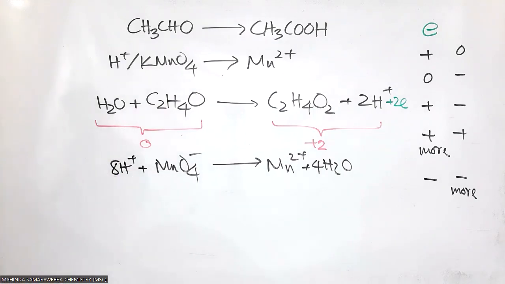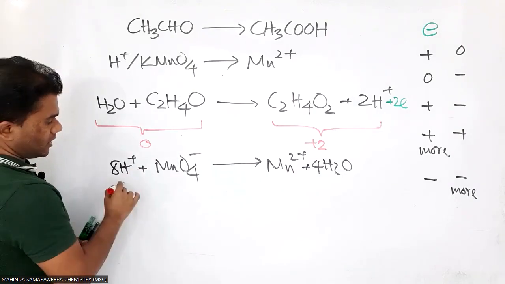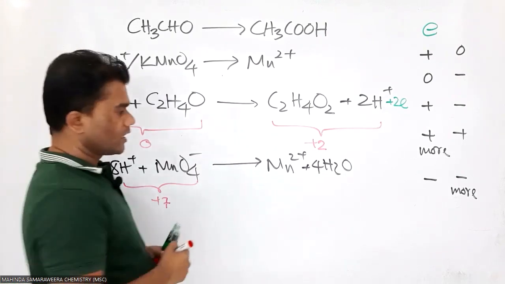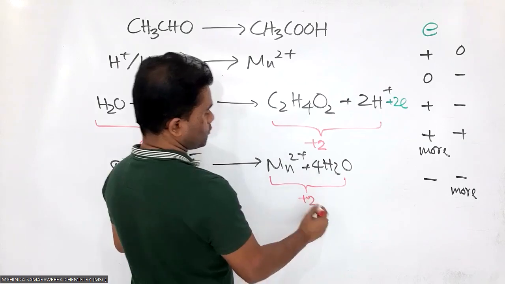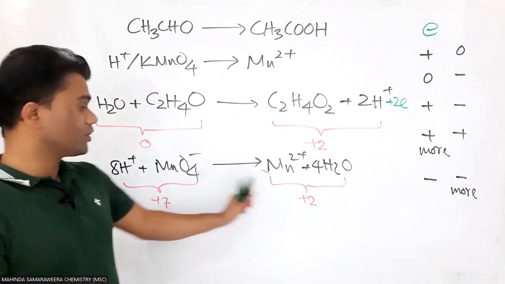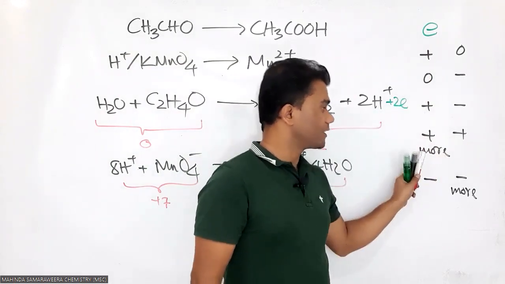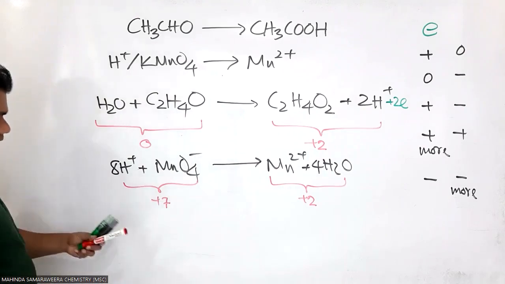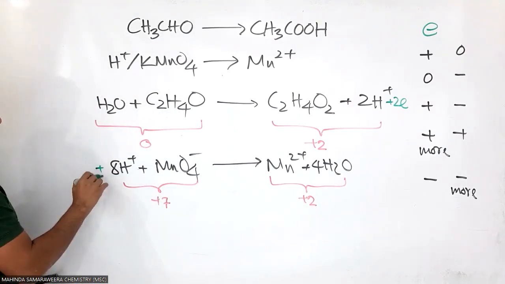Next, we have to go to the charges. I take the overall charge, plus 1 into 8, plus 8 minus 1, it's plus 7. This side plus 7. Here plus 2, 0. What do we get? Overall plus 2. Then you get positive, positive. If you get positive, positive, we add electron to the more positive side. Which one is the more positive side? This one, plus 7. How many electrons should be added? The difference, it should be 5 electrons.